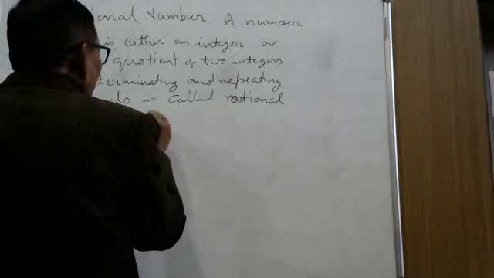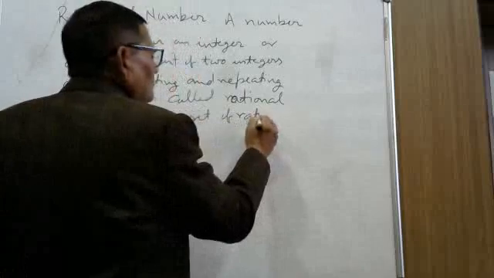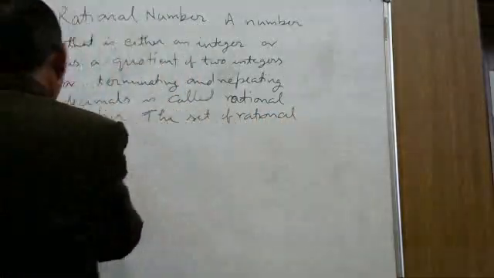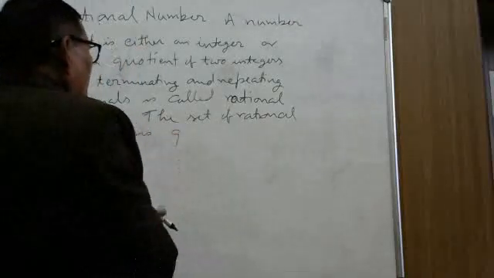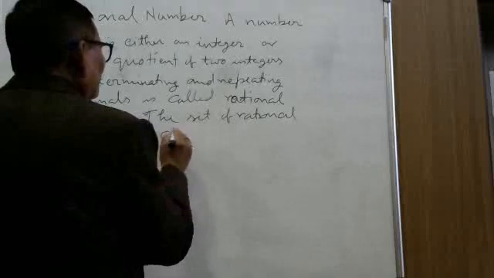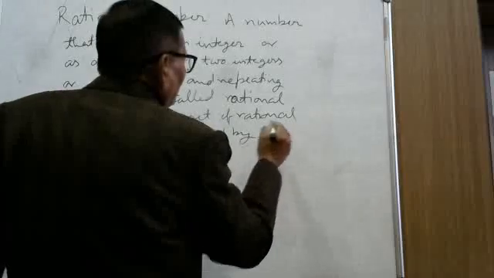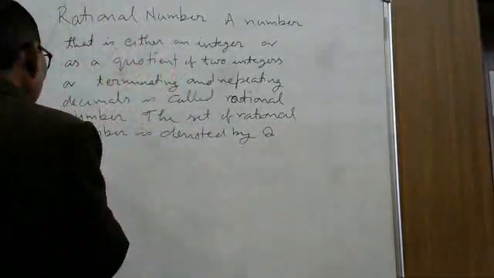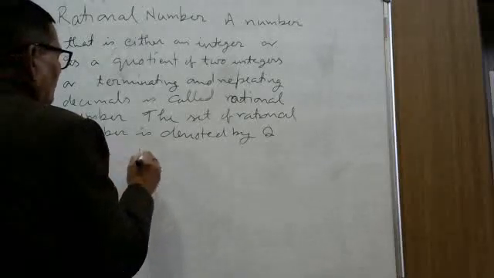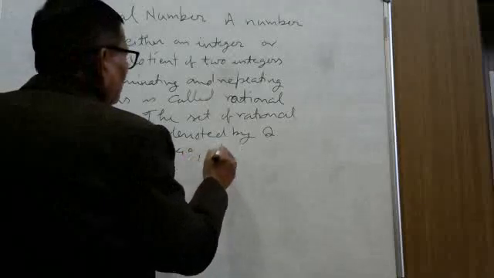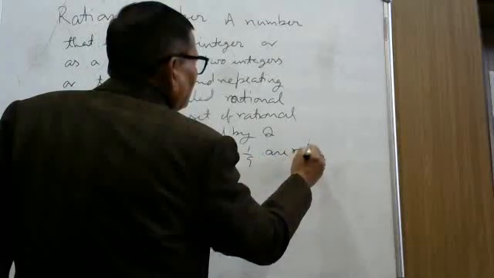The set of rational numbers is denoted by Q. For example, 1, 540, 1 by 3, 1 by 9 are rational numbers.